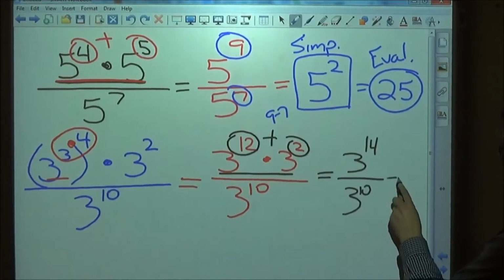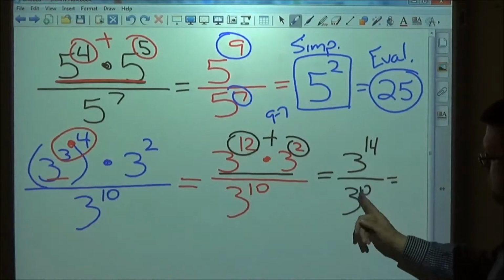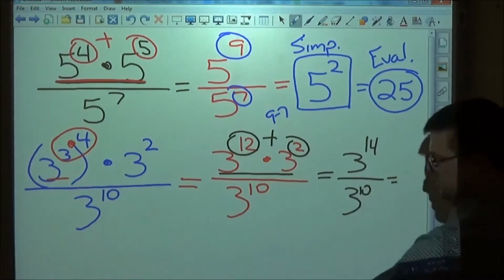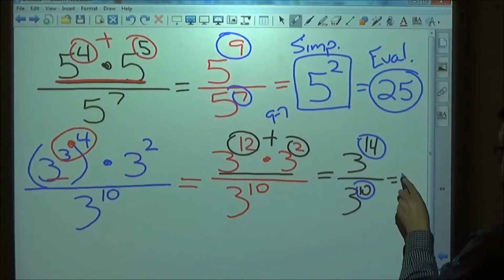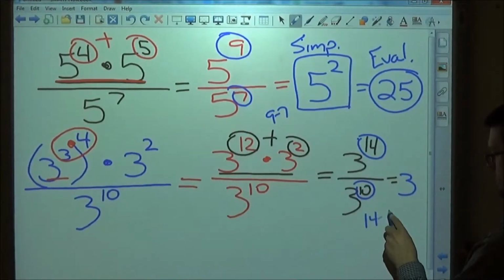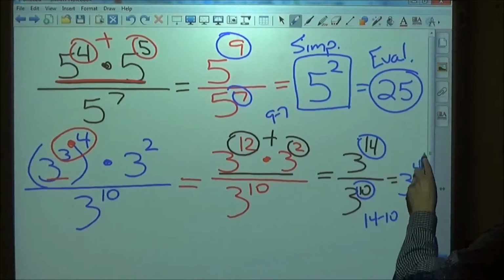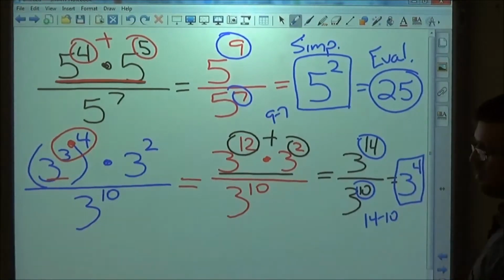Well, now we can do our quotient rule because we just have one base on top, one base on the bottom that are the same. So what we're going to do to our exponents? Subtract them. 14 minus 10 is really 4. And there's your simplified answer once again.